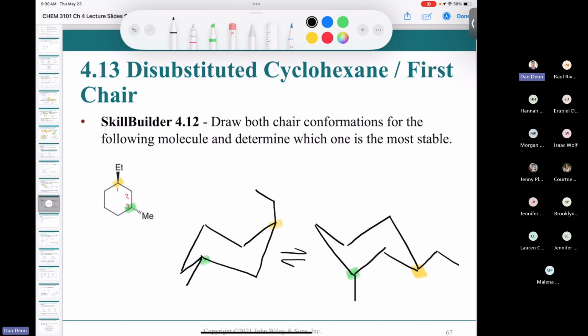Could anybody tell me, would the equilibrium lie to the left or to the right in this case, based off of what I've drawn here? It's going to lie to the right, isn't it? Because there's 1,3 diaxial interactions in both of them. You have the 1,3 diaxial interactions here between an ethyl group and 2 hydrogens, but here it's going to be between a methyl group and 2 hydrogens. And so ethyl is bigger than a methyl, and so the equilibrium is going to lie to the right-hand side in this case. All right, so there you go.